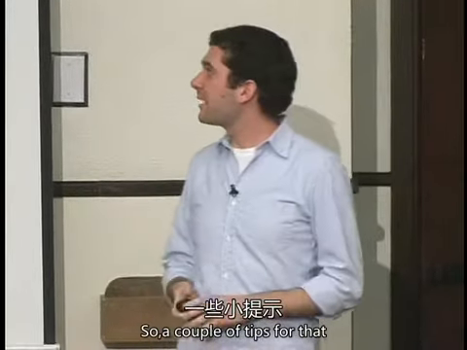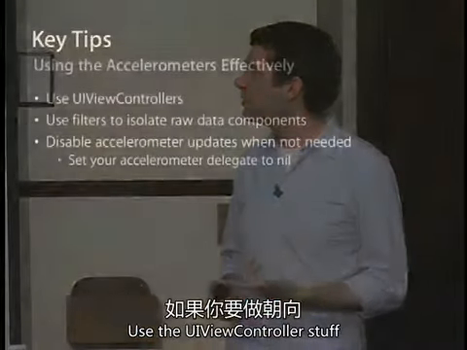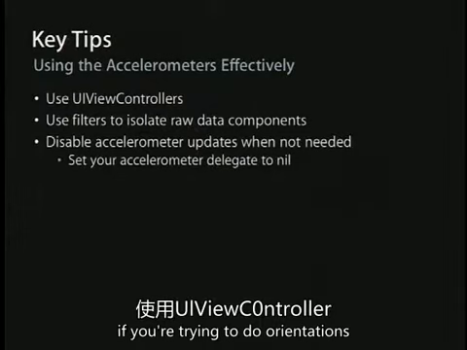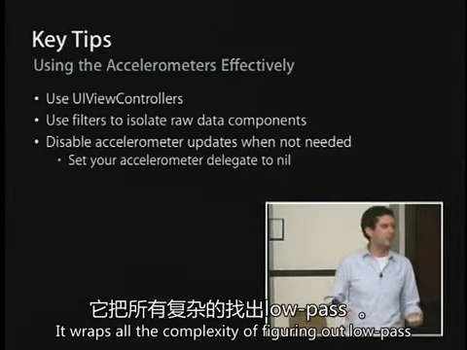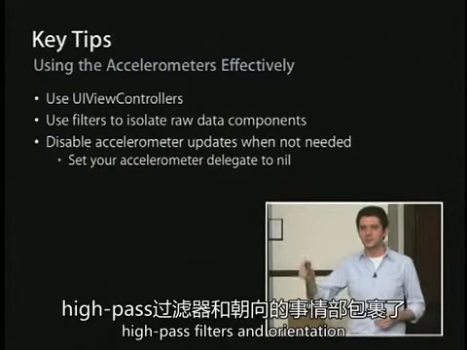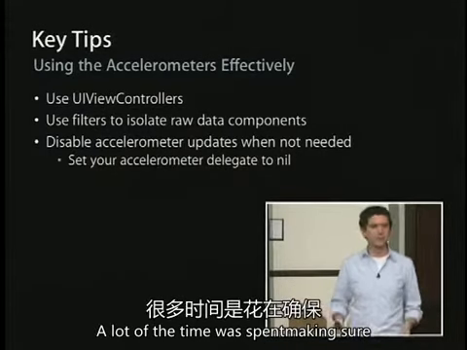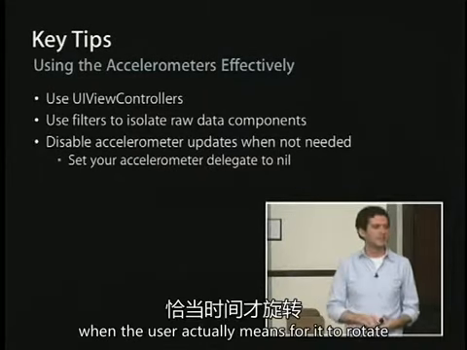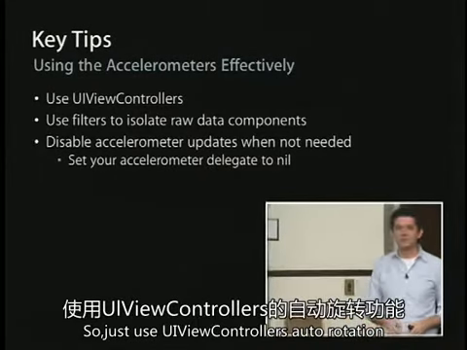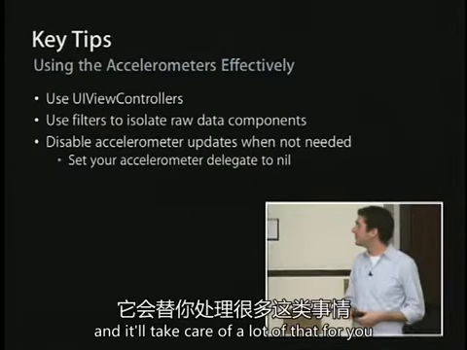So a couple of tips for that. Use the UIViewController stuff if you're trying to do orientations. If you just want to rotate your interface, it's a great way. It wraps all the complexity of figuring out low pass, high pass filters and orientation. A lot of time was spent making sure that the device rotates at the right time when the user actually means for it to rotate. So just use UIViewController's auto rotation, and it'll take care of a lot of that for you.